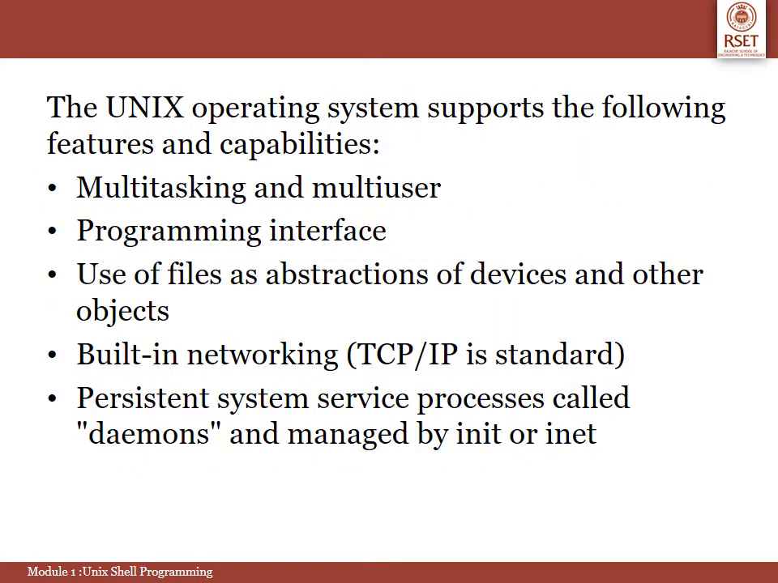The major capabilities of the Unix operating system are that it is multitasking and multi-user. Then next is the programming interface. It provides an interface between the user and the kernel. Then the use of files as abstractions of devices and other objects. Then built-in networking is there in the Unix operating system. Then persistent system service processes called daemons, managed by init or inetd.